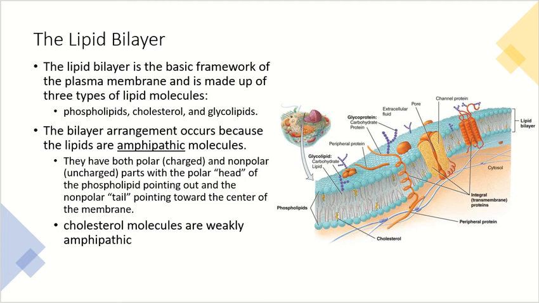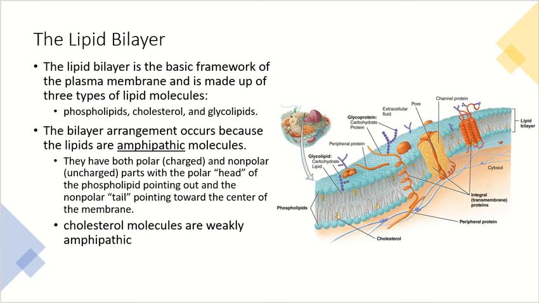The bilayer is arranged in a way that occurs because the lipids are amphipathic molecules. We've talked about this in our previous lectures. Amphipathic meaning that they have both a charged or polar end, and then the other side is a non-polar or uncharged part. So the polar head of the phospholipid is going to point out because these are hydrophilic, remember? And then the non-polar tail of our phospholipid is going to point inwards because these are non-polar tails, and so they are hydrophobic.